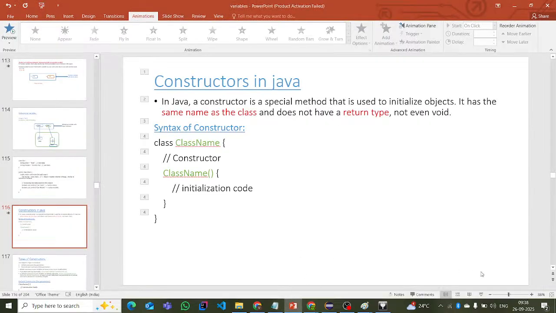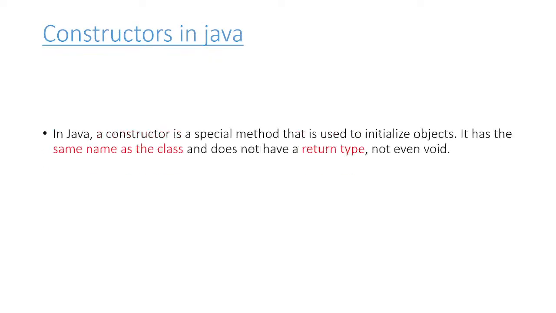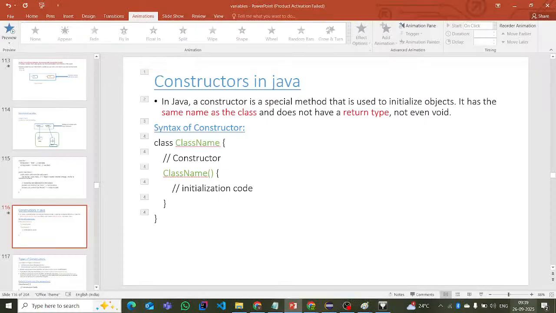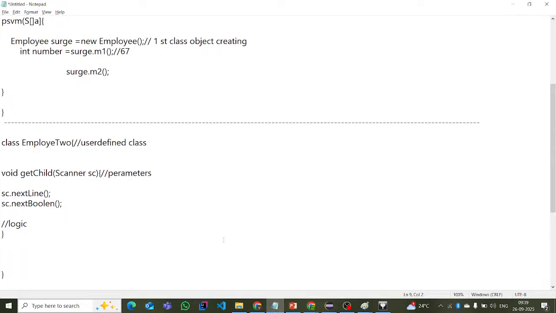This is about important points regarding the reference variable. Now we will start today's topic: constructor. Constructor in Java. What is meant by constructor? In Java, a constructor is a special method that is used to initialize the object. It has the same name as the class and does not have a return type, not even void. Clear? Now let me write.